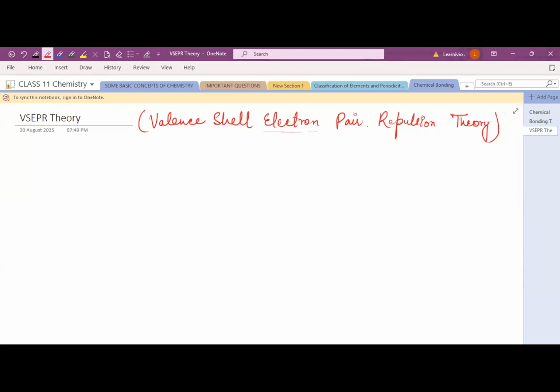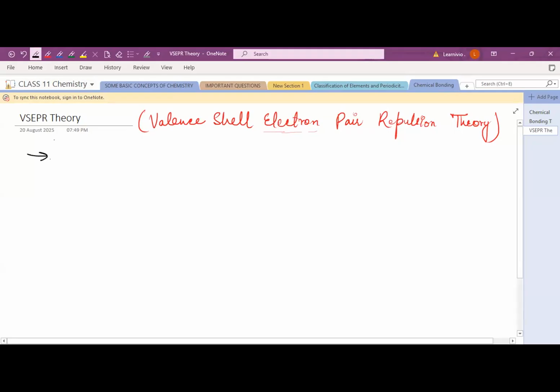We will discuss in detail, and I will let you know that the shape of the molecule depends on the lone pair. Because of lone pair repulsion, the shape of the molecule is not what is expected. So the bond angle changes, and the shape of the molecule changes due to the lone pair. That's what we are going to discuss in this. Okay, write down.